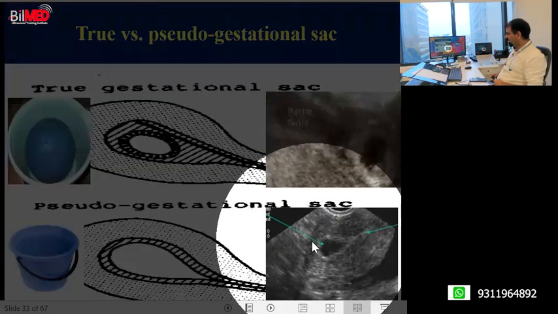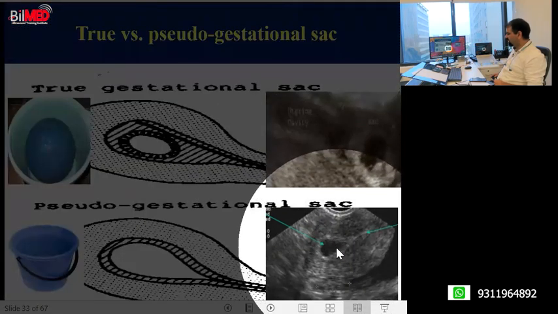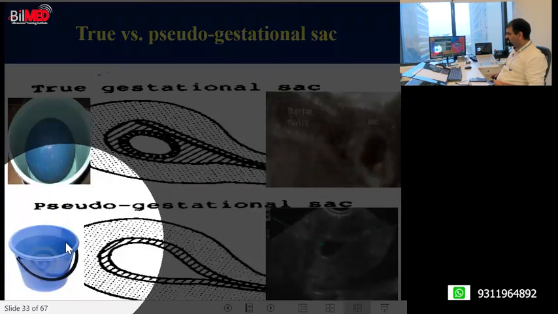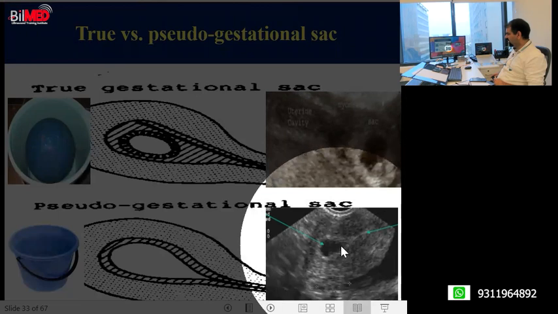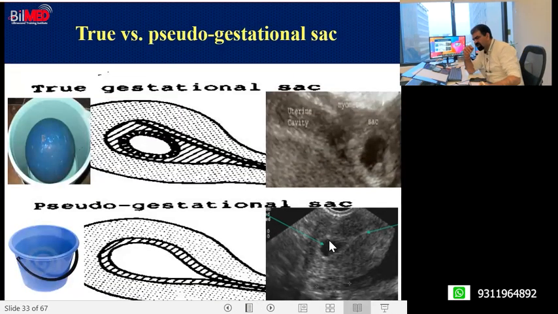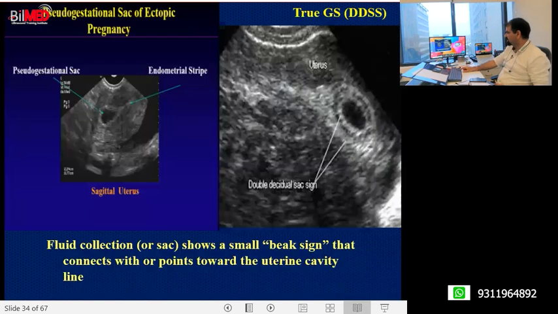No question of having an unobliterated uterine cavity. No question of having any space in between the water and this bucket. So this will be a pseudo-gestational sac. I hope that your pseudo-gestational sac is clear. So this was the concept of the pseudo-gestational sac.